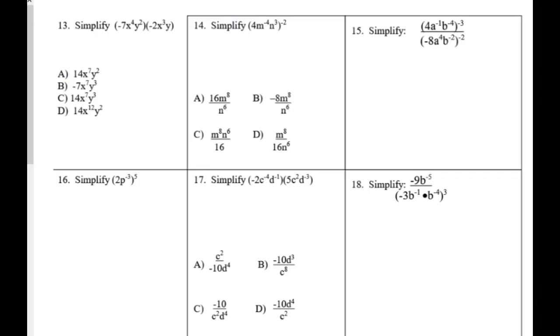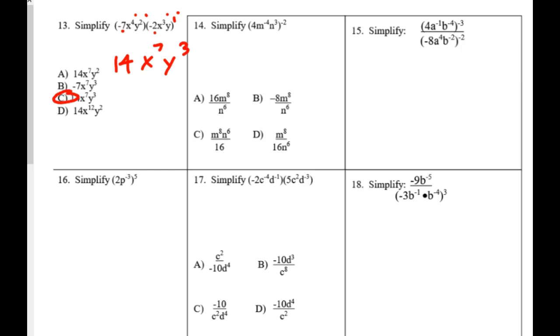All right, 28 over 14 is 2. 5 minus negative 4 is 9. 2x to the 9. Cool. All right, let's simplify. Negative 7 times negative 2 is 14. Add these powers. 4 plus 3 is 7. And then 2 plus 1 is 3. 14x7, y3.